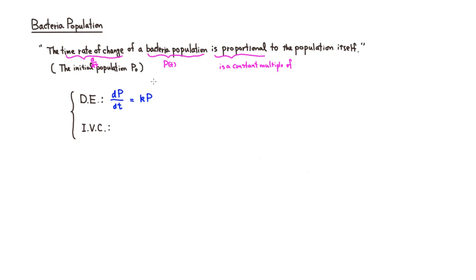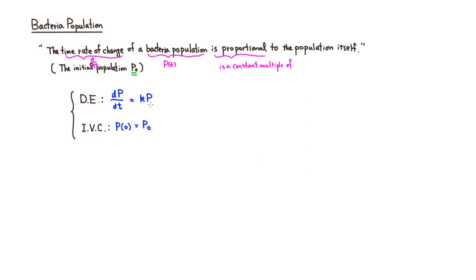And also there's something called the initial value condition. Since the initial population is given to be P0, we know that when t is equal to 0, the population is going to be P sub 0. So this is the differential equation and the initial value condition.